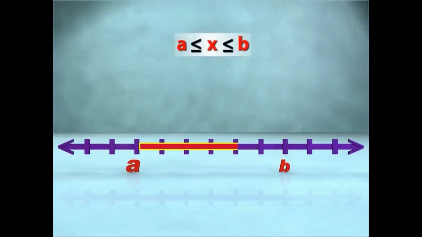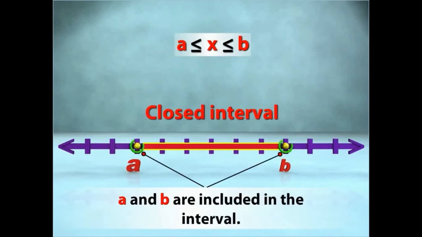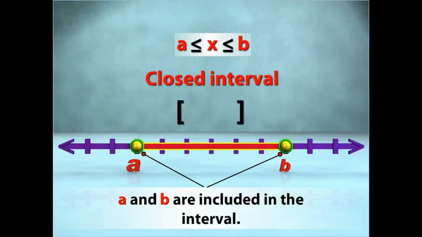An interval that includes the two numbers at both ends is called a closed interval. The filled circles at the endpoints of the interval indicate that the numbers at both the ends are included in the interval. A closed interval is represented by a square bracket. This notation stands for the closed interval AB.